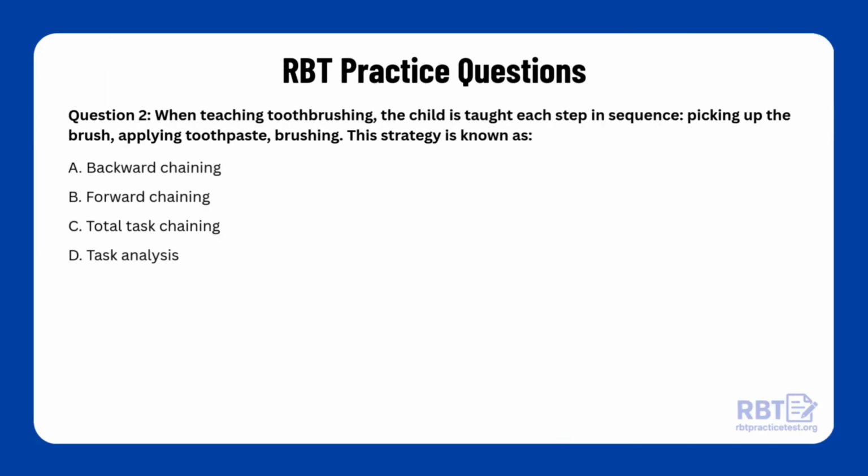Question number 2. When teaching toothbrushing, the child is taught each step in sequence: picking up the brush, applying toothpaste, brushing. This strategy is known as A. Backward chaining. B. Forward chaining. C. Total task chaining. D. Task analysis. The correct answer is B.